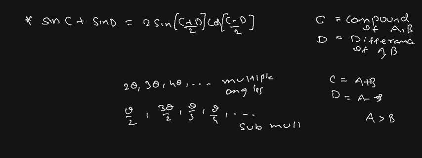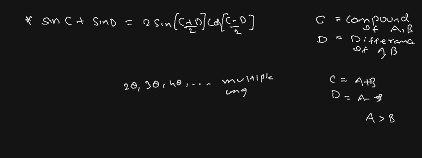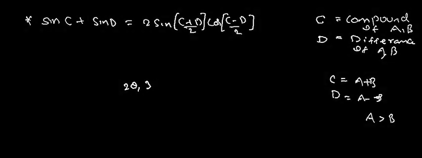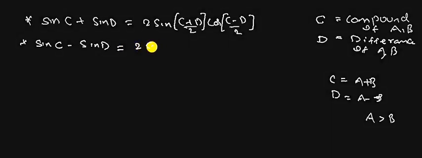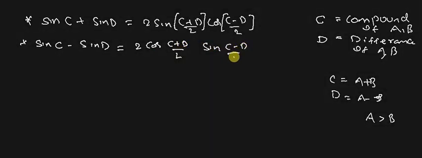Next thing, we just did the result. Sin C plus sin D is equal to 2 sin (C plus D) by 2 cos (C minus D) by 2. Next, sin C minus sin D is equal to 2 cos (C plus D) by 2 into sin (C minus D) by 2.